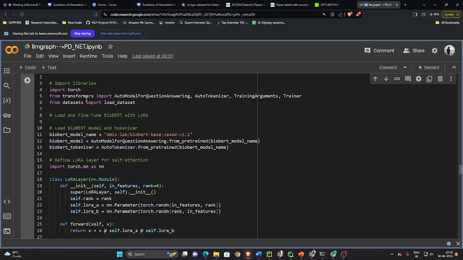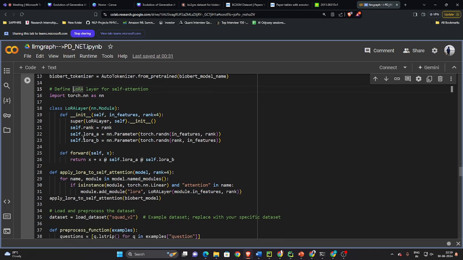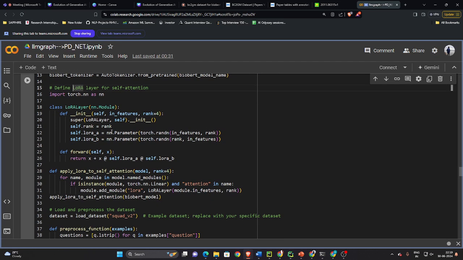Sure. Loading in the untrained BioBert version 1.1, loading it from pre-trained. Now defining the LoRa layer for the self-attention mechanism. What it does is add an extra layer of null features, an extra empty layer that will be fine-tuned according to the specific subset of corpus that we will be giving it.